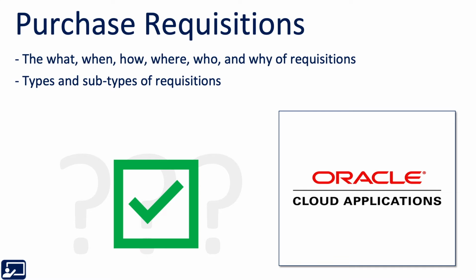Okay, let's recap. You should understand the following about purchase requisitions: the what, when, how, where, who, and why of purchase requisitions. And you should also have a good idea of types and subtypes. Still not sure? Watch it again, it's free. But if you understand the material, it's time to move on to the next lesson in this course.